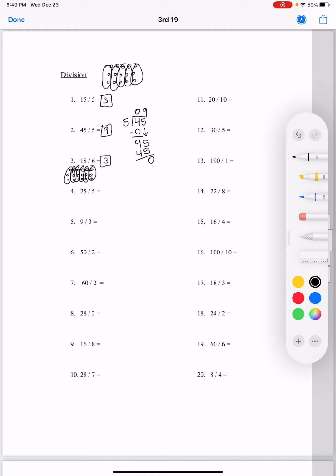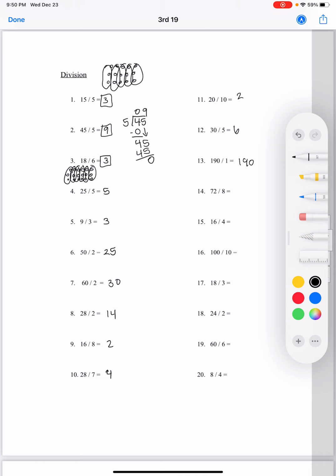Same goes for the rest. 25 divided by 5 would have been 5. 9 divided by 3 is 3. 50 divided by 2 is 25. 60 divided by 2 is 30. 28 divided by 2 is 14. 16 divided by 8 is 2. 7 times 4, I believe. 20 divided by 10 is 2. 5 times 6 is 30.